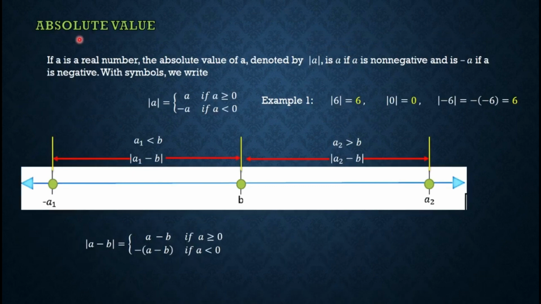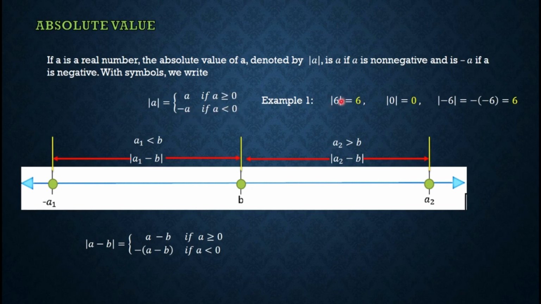Next topic is all about absolute value. If E is a real number, the absolute value of E, denoted by absolute E, is E if E is non-negative, and negative E if E is negative. With the symbols, we write absolute value of E is equal to E if E is greater than or equal to 0, and negative E if E is less than 0.